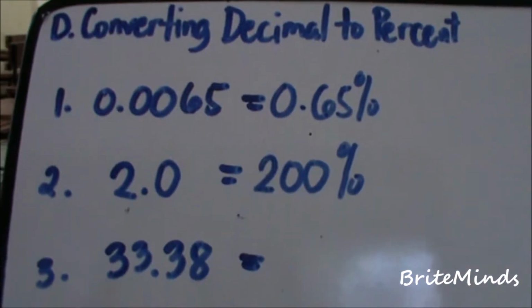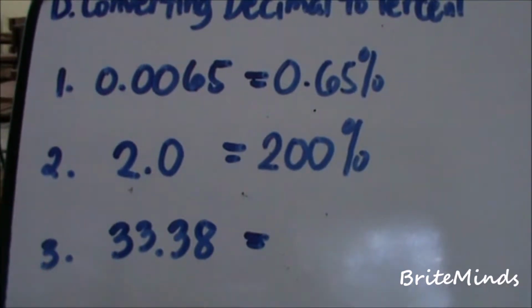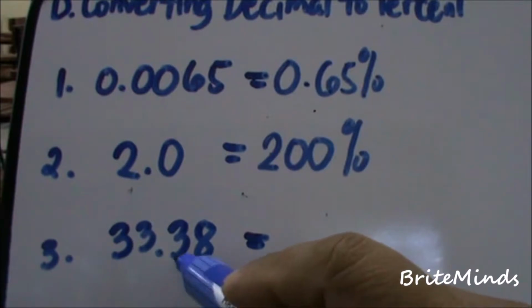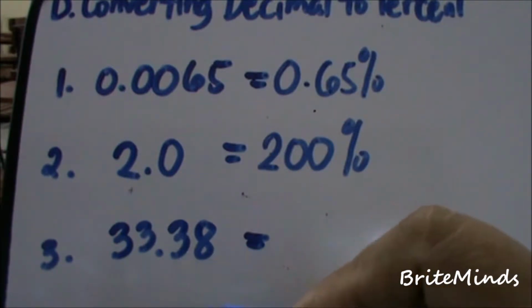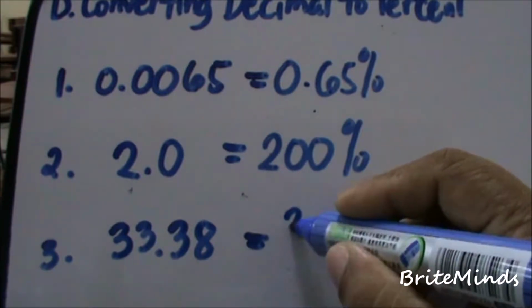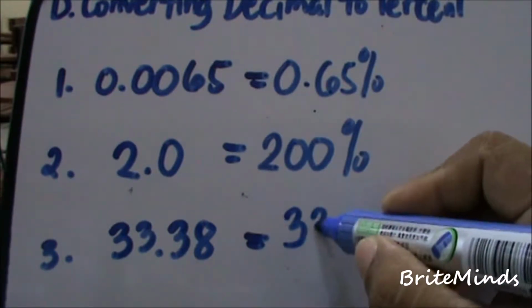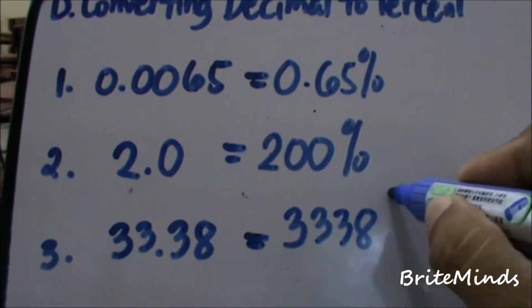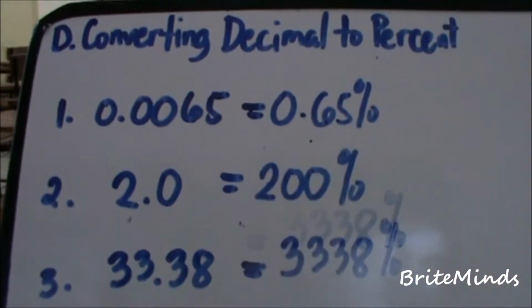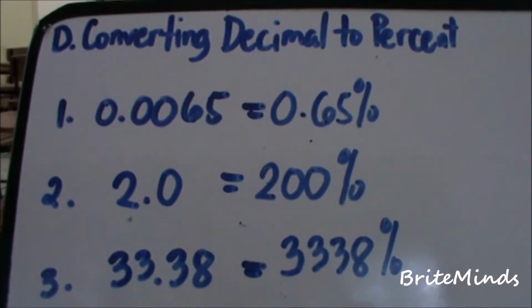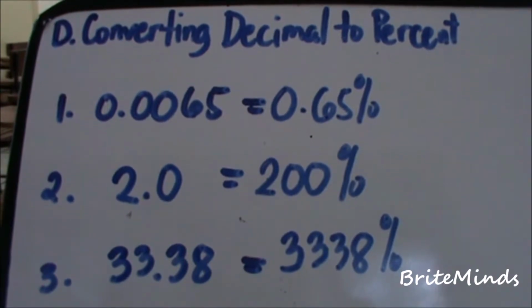Okay, another example we have here, 33.38. So move the decimal point 2 places to the right, 1 and 2, then affix the percent symbol, percent sign. So 3,338%. Or another way to do it is to multiply by 100%.